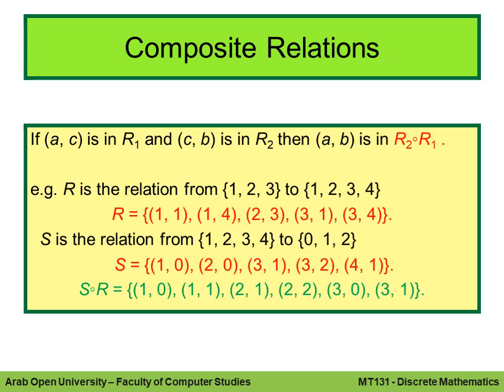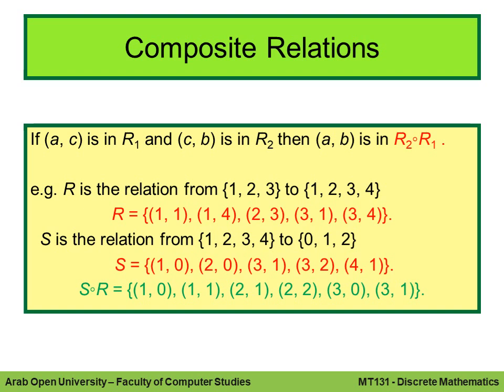The other way that you can form new relations is composite relations, forming the composition of two relations. The way that you define composition: if AC is in R1 and CB is in R2, then take AB to be in the composition, R2 circle R1. Here, of course, order is important: you start with R1 and then you apply R2.